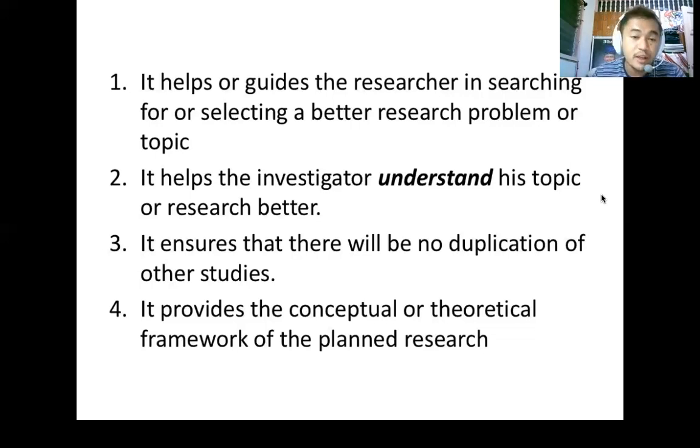Okay. Number four, it provides the conceptual or theoretical framework of the planned research. When we speak of the conceptual and theoretical framework, these are basically the basis of your work, wherein it will just be gisted into a single framework, conceptual and theoretical, that would explain what your topic is all about. Now, it would just simplify your research work.